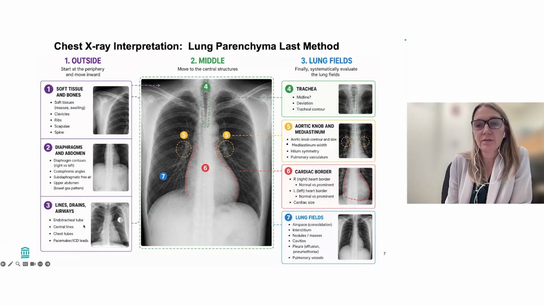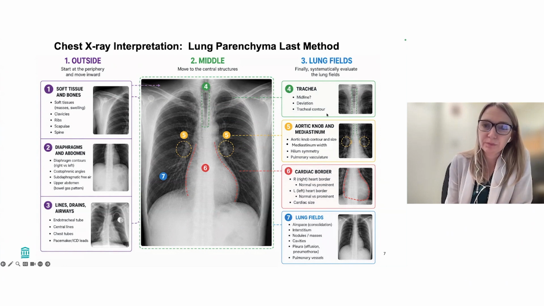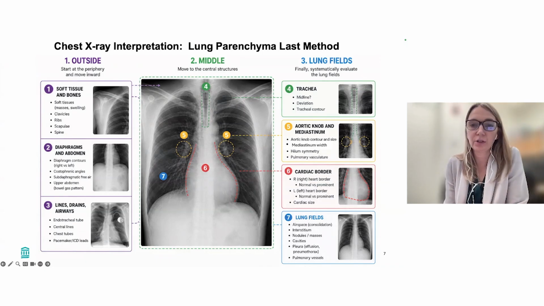Make sure you can identify every foreign body on the film. Now that we've assessed all the peripheral structures, next we move to the central structures. Start with the trachea. Is it midline? Is there tracheal deviation? Is there any marked tracheal narrowing?